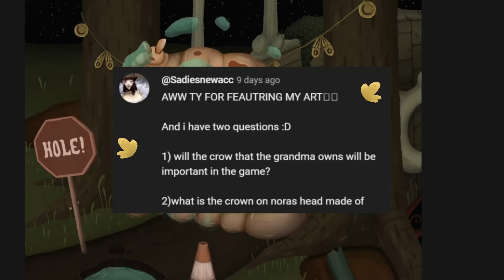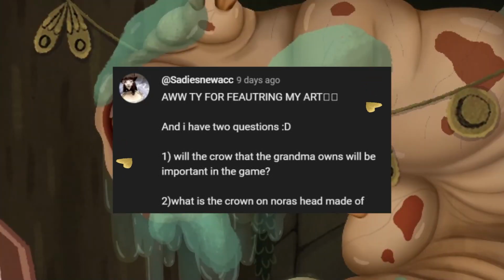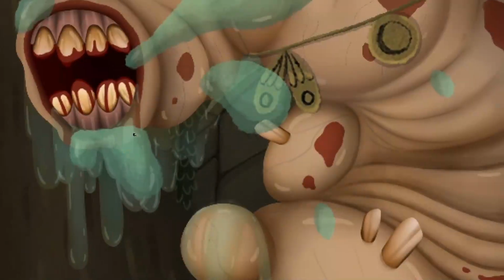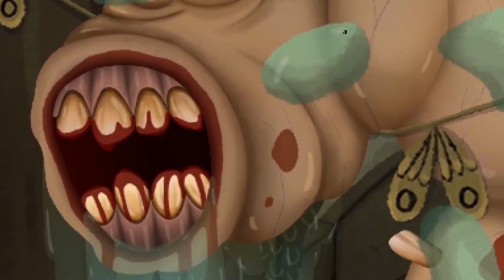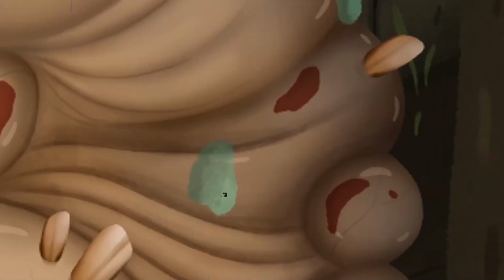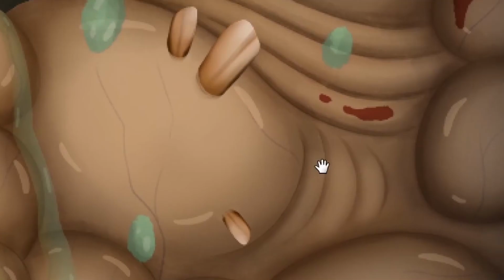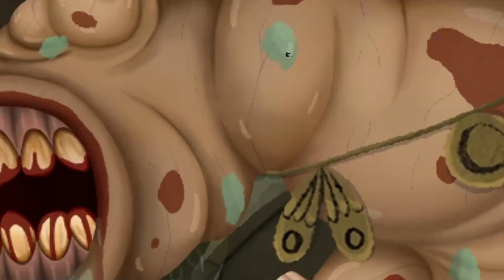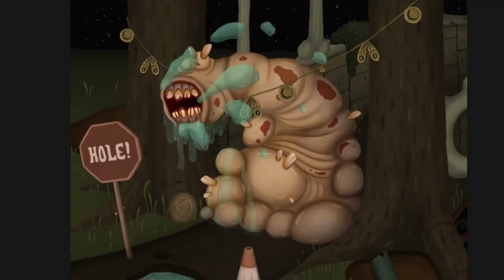For one, will the crow that the grandma owns be important in the game? And two, what is the crown on Nora's head made of? Okay, so for number one, this is Hopper. He is a red-tailed black cockatoo and he's Nora's family's pet parrot. He definitely gets up to a lot of mischief in the game. He does show up fairly frequently in a few of the chapters and features in a few of the puzzles as well. And for number two, her crown is made of golden leaves collected from a very special tree in Gruesome Grove.